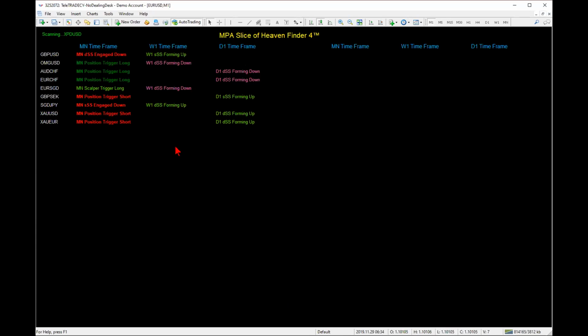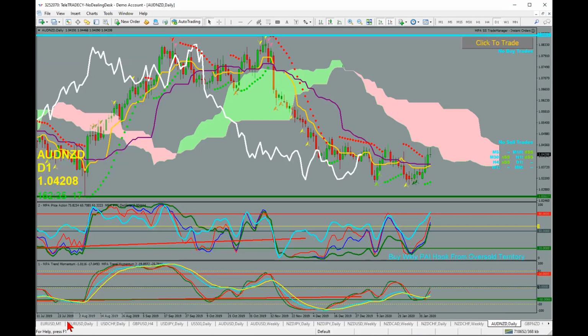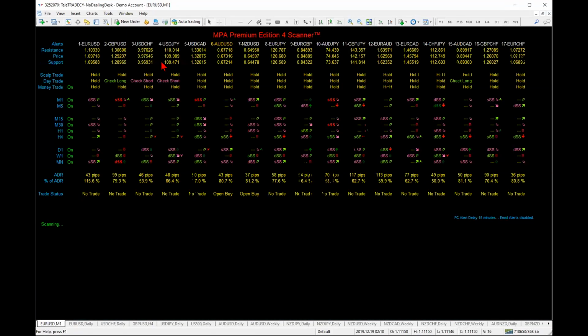So this scanner's included. We include the other scanner, which is this one here. You can set it up, and this is an overview scanner, and you can set up whatever symbols you want to see that are in your market watch, and it tells you what direction the trend is headed, where the triggers are firing, where your average daily range is, whether you're in a trade, open buys or closes or whatever you're in. It tells you all at a glance.